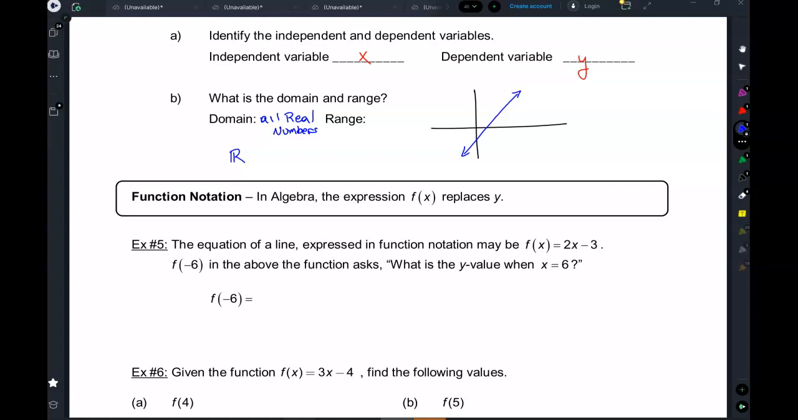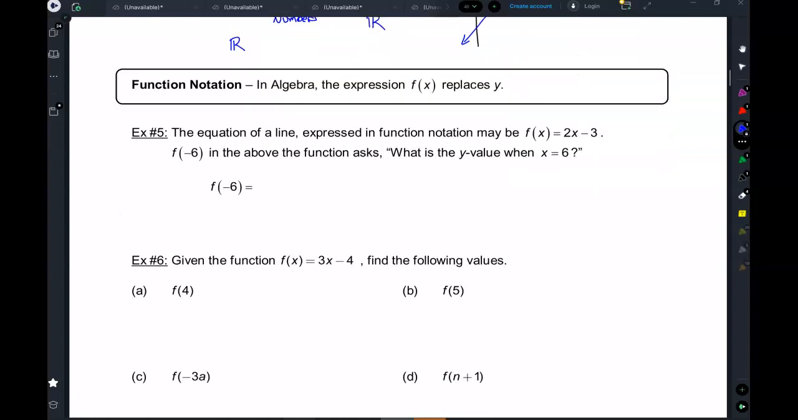Okay. Range. This line is also going to expand vertically, and it's going to take up all of the y values from negative infinity to positive infinity. So the range is also all real numbers. We're going to do a lot more with this.